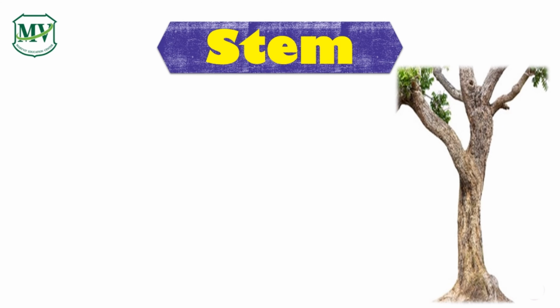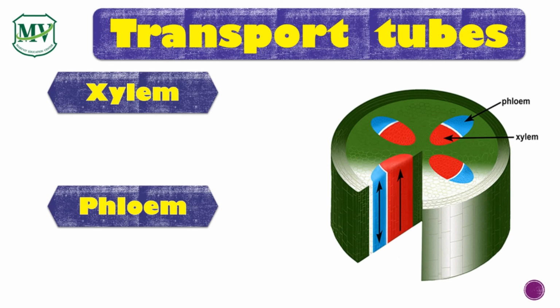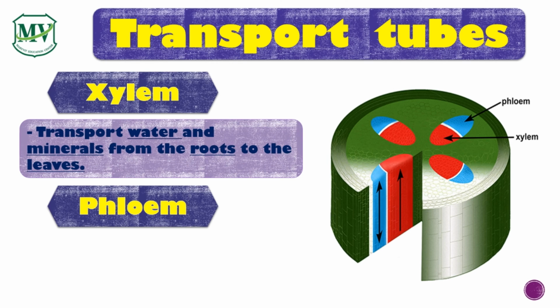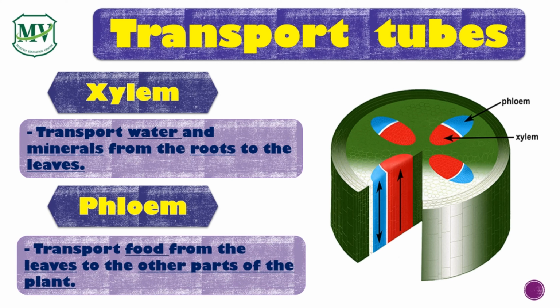Next is the stem. The main function of stem is to transport water, minerals, and food to the other parts of the plant and provide support to the plant. The stem of a plant have a transport tube, the xylem and the phloem. Xylem transports water and minerals from the roots to the leaves, and phloem transports food from the leaves to the other parts of the plant.